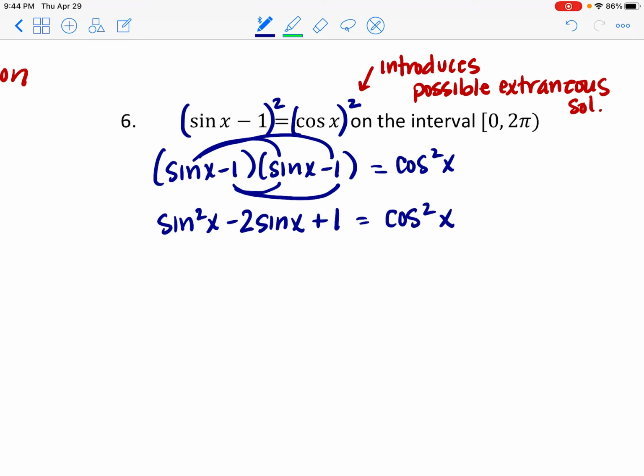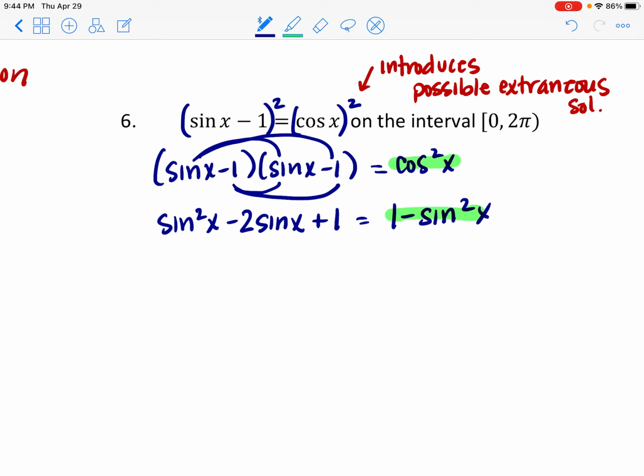I did this so that I could try to remove one of the trig functions from the picture. Again, cosine squared x is 1 minus sine squared, just like the last one, so I'm really using the same replacement here. I'm going to do this in one step: I'm going to replace cosine squared x with 1 minus sine squared. Again, that was a substitution.